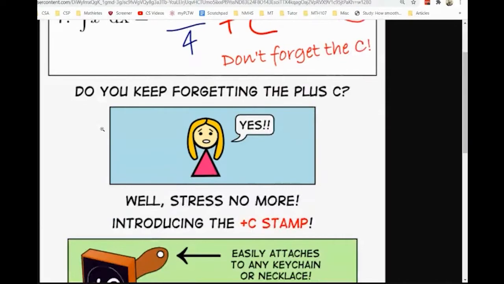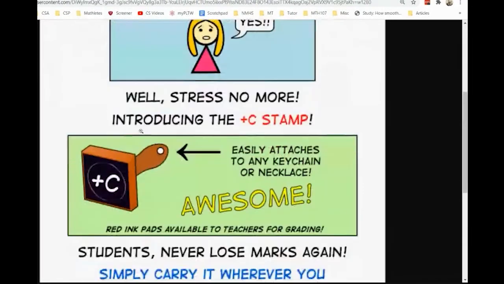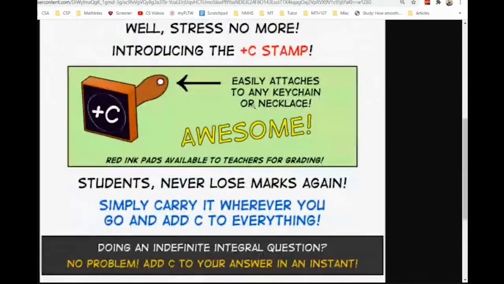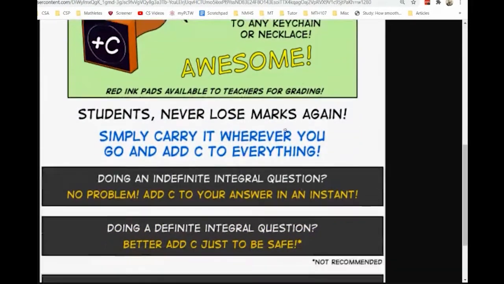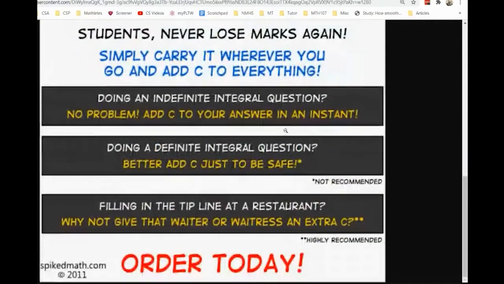And then it says, you keep forgetting plus C? Yes. Well, stress no more. Introducing the plus C stamp. Easily attaches to your keychain or necklace. Awesome. Red ink pads available for teachers for grading. And it's just making fun of the fact that people mess that up all the time. Okay. Spiked Math, that's what it's called.